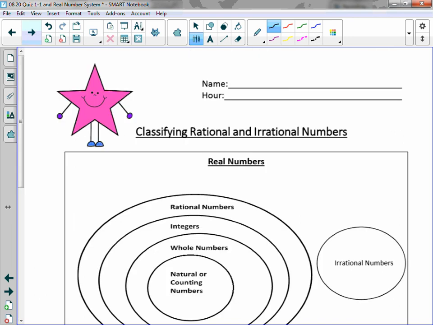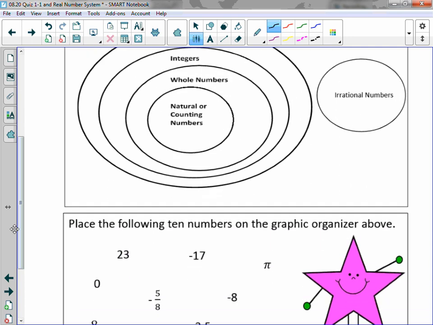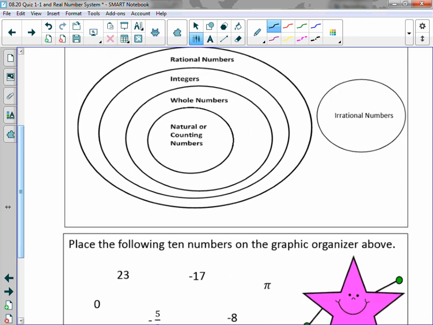Okay, flip the page. I've got some numbers, and I need to put them where they belong. Okay, Daniel, what you got? 8/5 goes in rational. Do you guys think that working with a shoulder partner, y'all can put these where they need to go? Yes. All right, I'm going to let y'all do that.